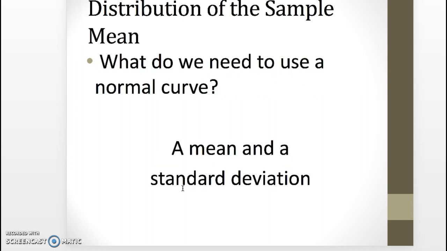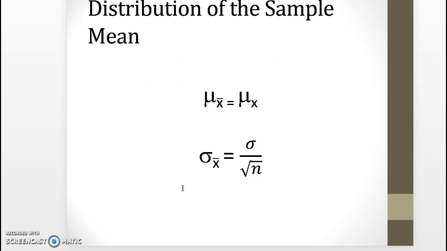So what do we need to use that normal curve? A mean and a standard deviation. And what we saw is we had two formulas. One gave our standard deviation, saying that the standard deviation of our sample mean shrinks as n gets bigger, and then the formula for the mean tells us the mean of our x bar is the same as the mean of our underlying distribution.